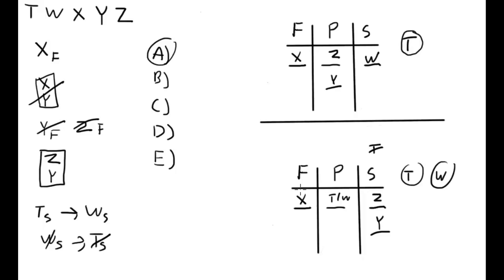B says W, Y, and Z are all in P. And we can see here that doesn't work for our first world. W has to be in S for this one, so that's not true. Down here, W can be in P, but now Z and Y have to be in S. So that's just not allowed.